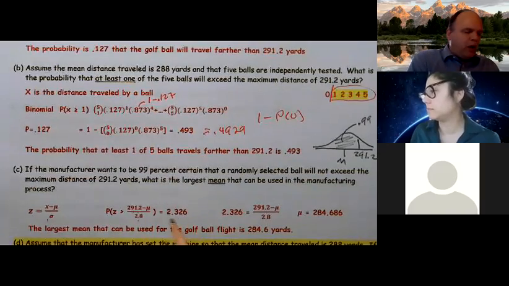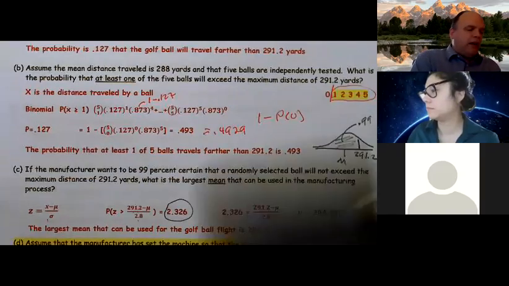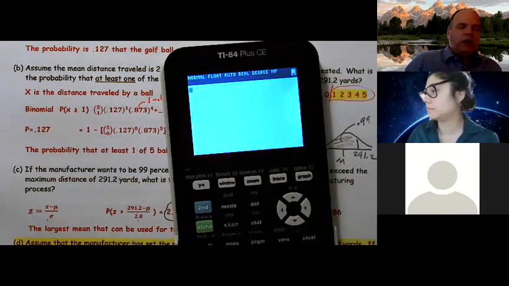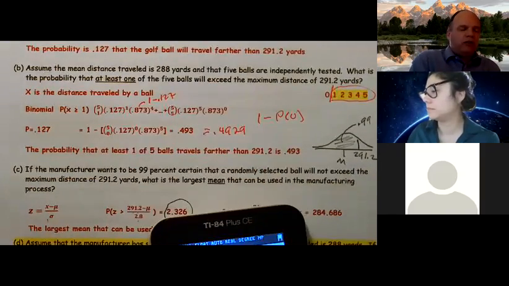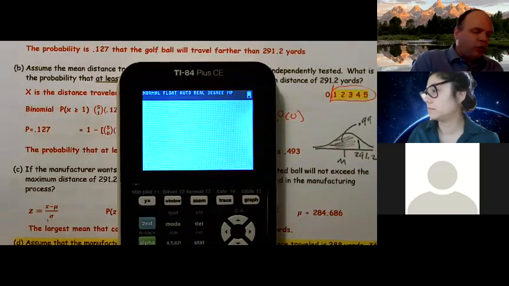But the question is, where did I get this value from, 2.326? I got that value based on the fact that they said I could not exceed it, that 99% had to fall below. So that came from the 99%. You don't have any work to show on that.